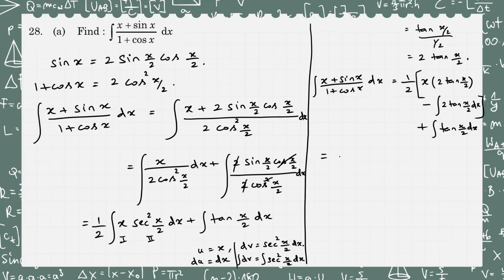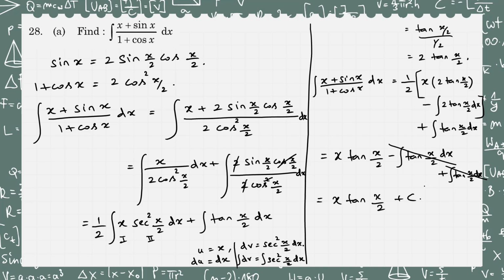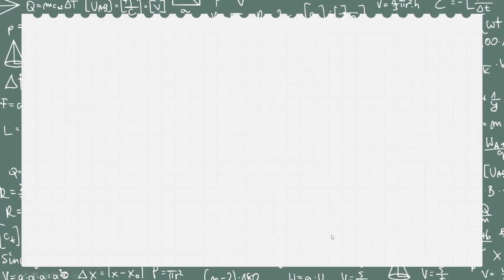Both the 2's will cancel. We get x tan x by 2. And 1 by 2 into 2 will cancel, minus integral tan x by 2 dx. And the third one is integral tan x by 2 dx. This is minus tan x by 2 and this is plus tan x by 2, so both will cancel. So the final answer is x tan x by 2 plus constant of integration. That's the final answer. Let's do the next sum.